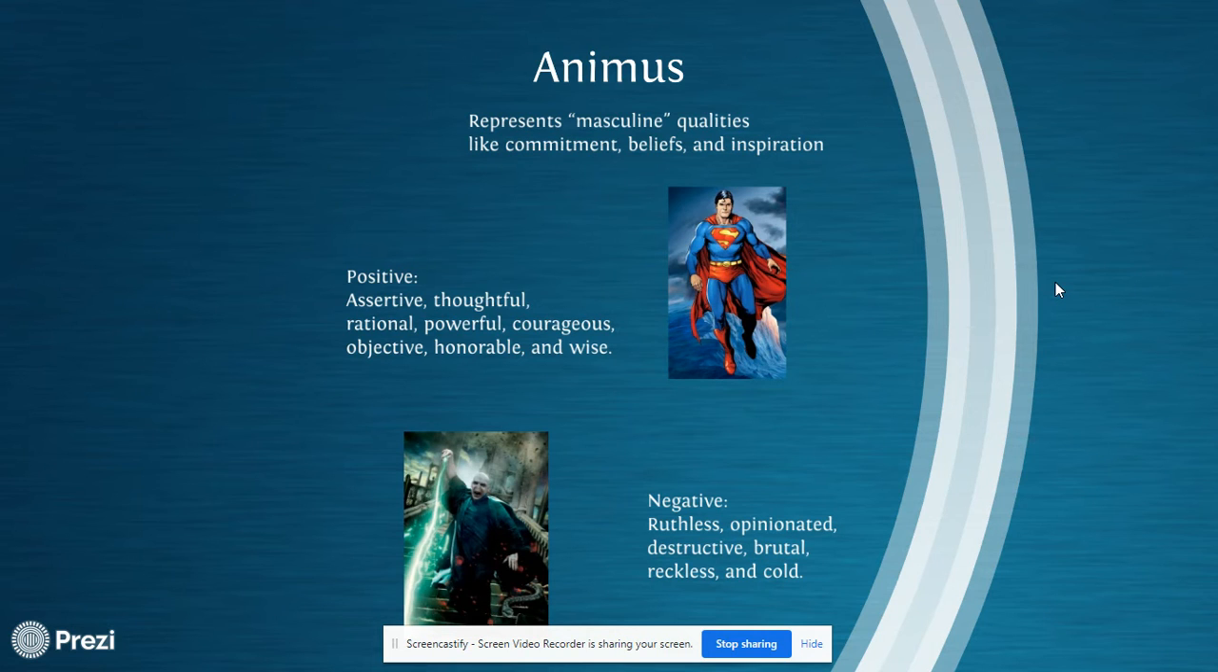destructive, or reckless. Just because there's positive and negative anima and animus, that doesn't mean that if someone displays something negative, that makes them automatically a villain. For example, as an anti-hero, the Punisher displays a lot of negative animus. He's very ruthless, he's very brutal, he's very cold, but he is considered a hero.